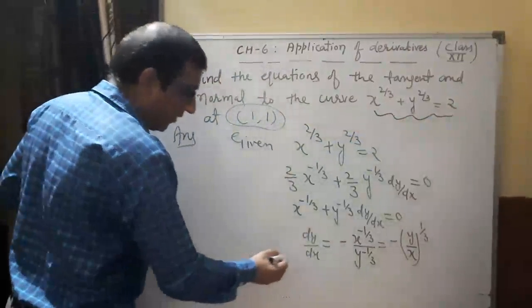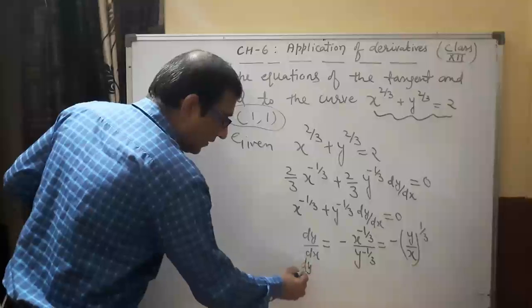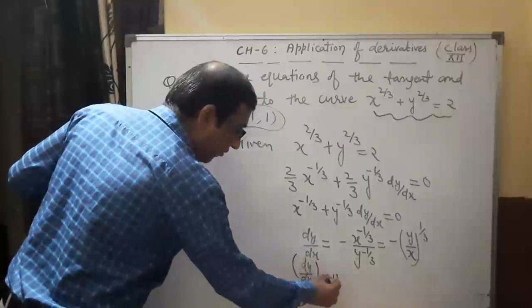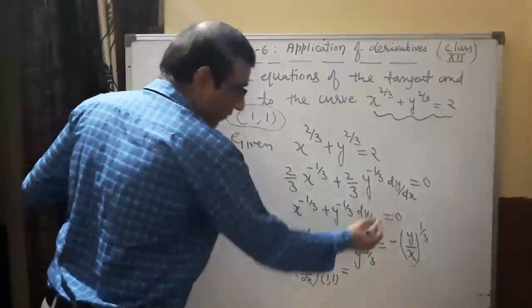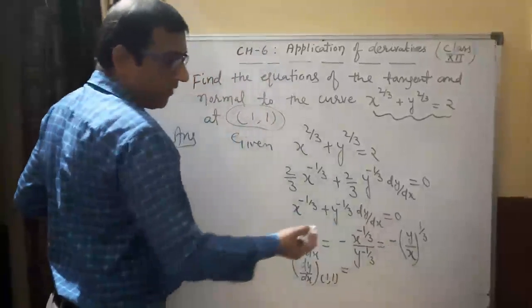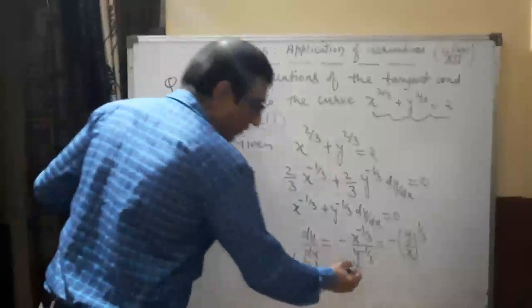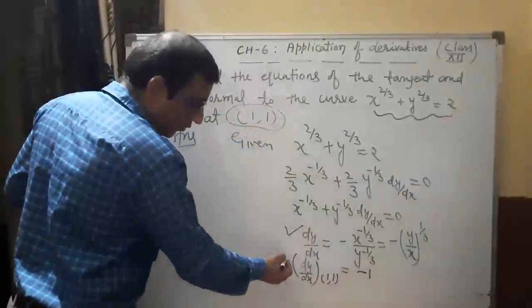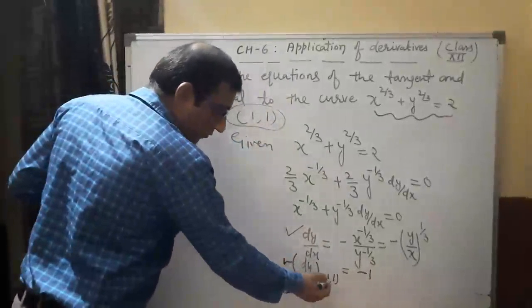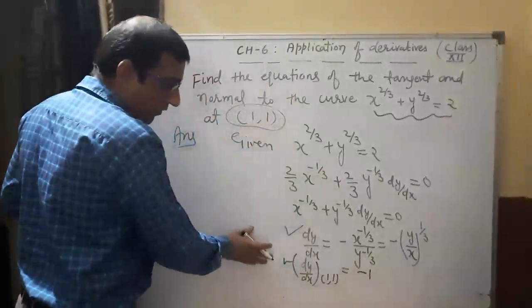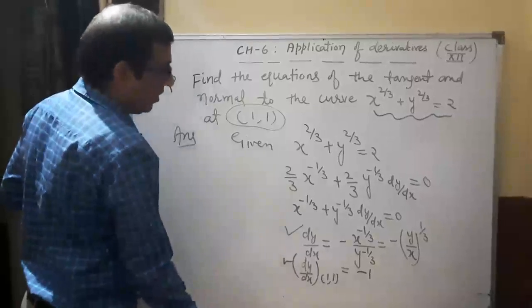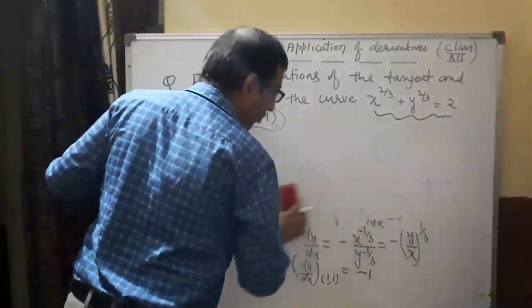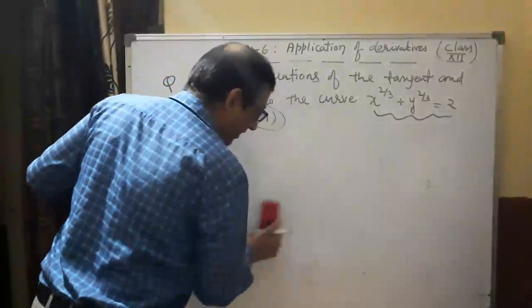Now after this, what will we do? This dy/dx is evaluated at the given point (1, 1). When we put it in, we get minus the cube root of 1 upon 1, which becomes minus 1. So this is the derivative at the point (1, 1), or we can say it is the slope. After this we will put all these values in equation number one and two.